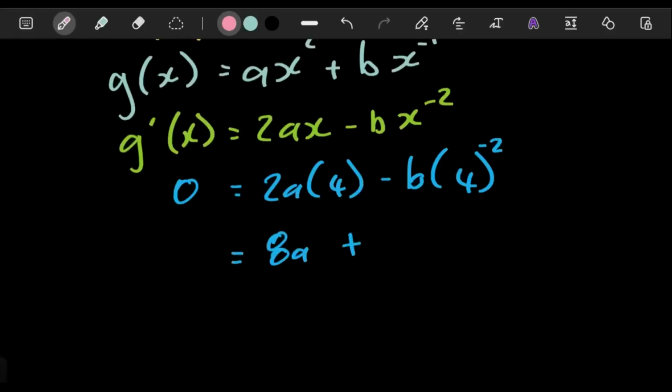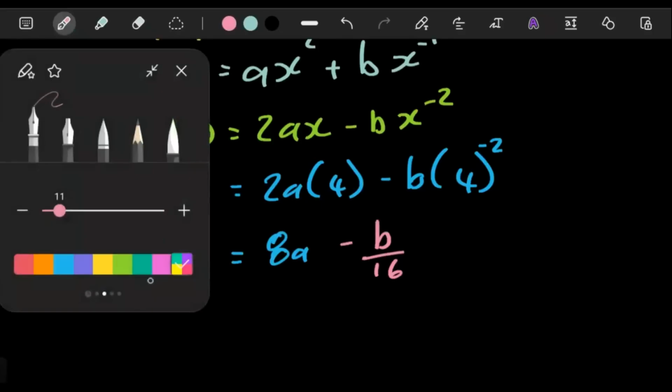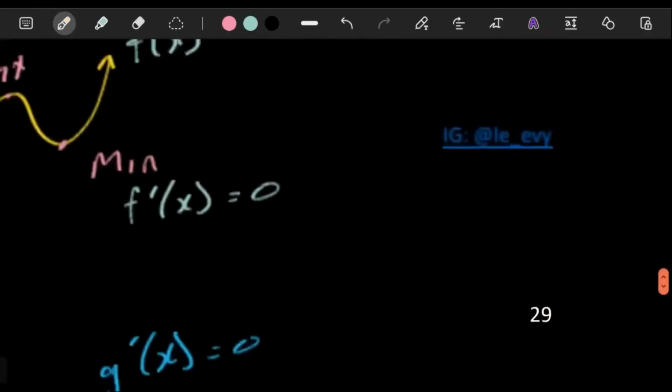We have to be careful. Why am I putting a negative plus here? It's a negative. So this is going to be minus b, and this represents 1 over 16. This is 0. This is one of our equations. Your other equation, you have to be careful, your other equation is the original one.